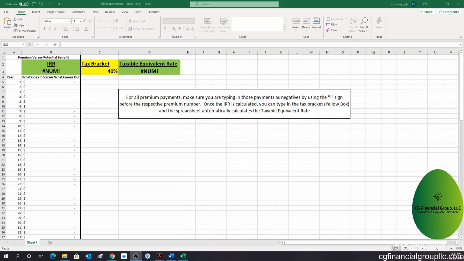If you are a numbers geek, a finance geek like me, then this is the best gift that Santa Claus could ever deliver to you. And I come bearing gifts. This is an internal rate of return spreadsheet. So within this spreadsheet, I have the formulas for the internal rate of return.